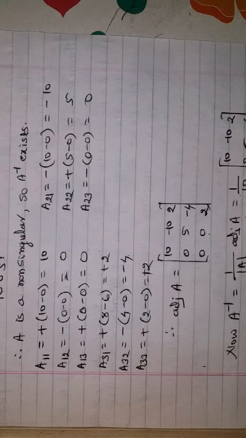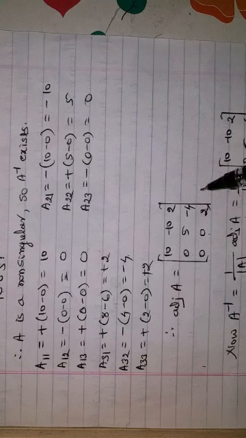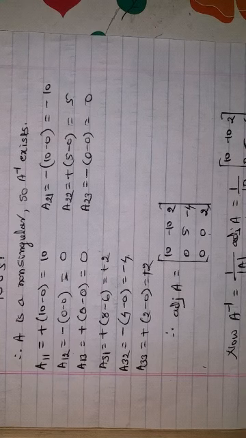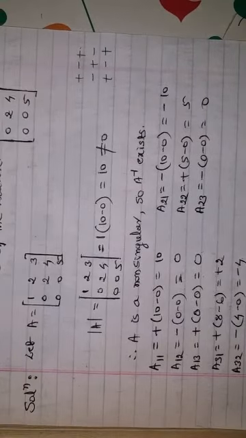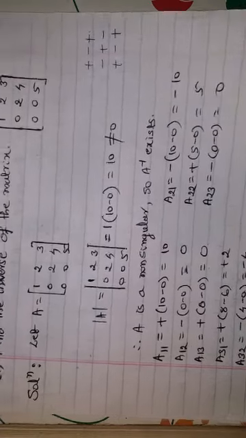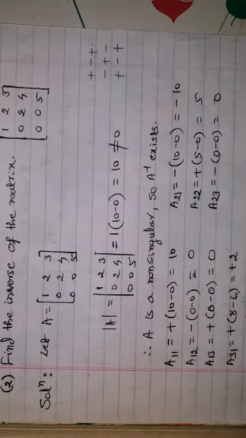That equals 1 upon 10 into the adjoint, which is 10, minus 10, 2; 0, 5, minus 4; 0, 0, 2. Okay? Hence, this is the result for the third order matrix. Is it clear? If you have any doubts, ask in the doubt clarification session. Shall I proceed with the next question? See here, the third question.